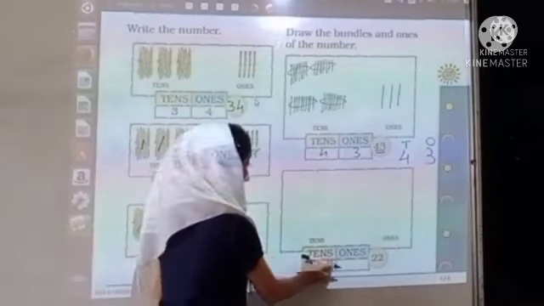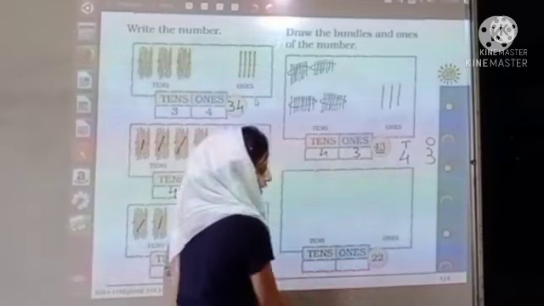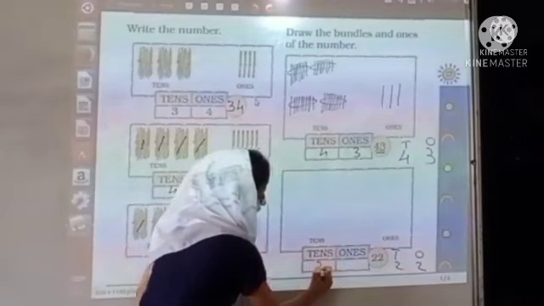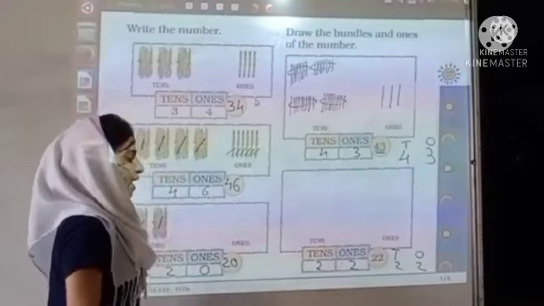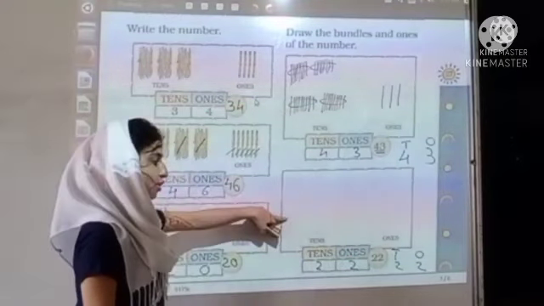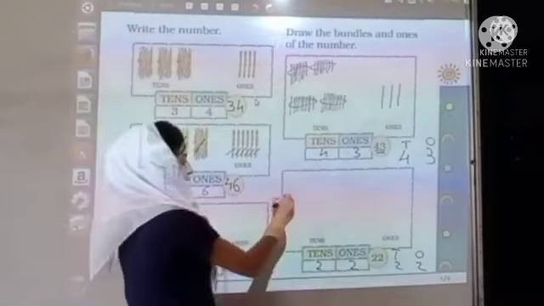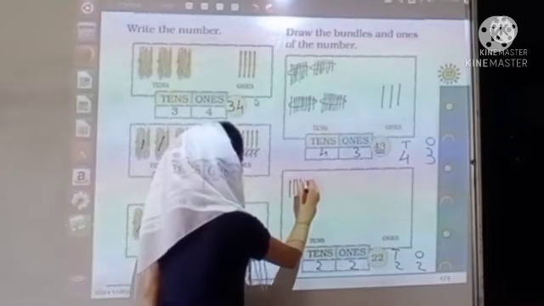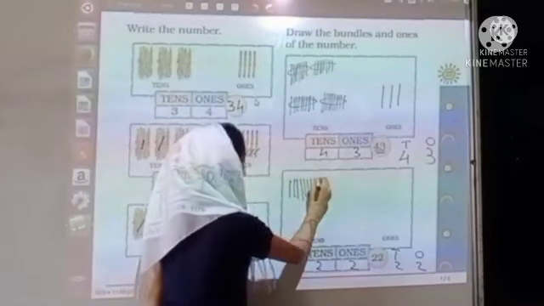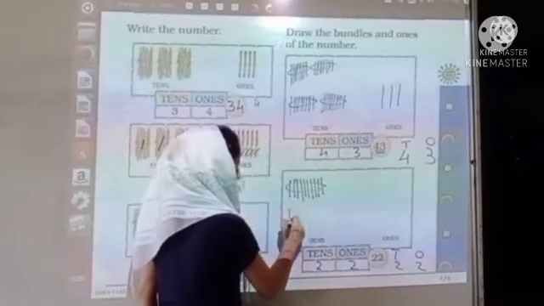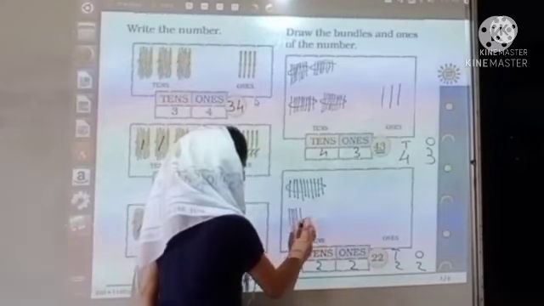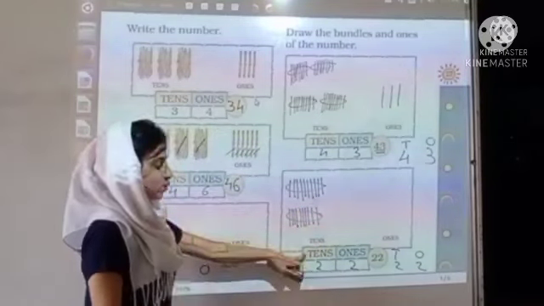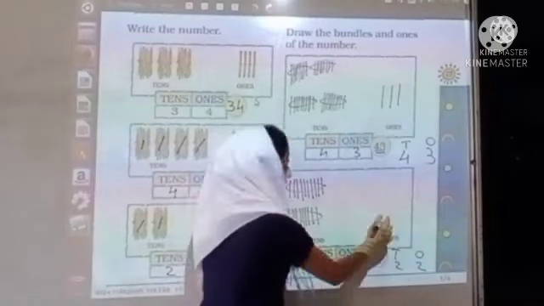Okay. After it here, tens and ones are not mentioned. Number given 22. So 2, 2, tens and ones. So tens is 2 and ones is 2. That means in the tens place how many bundles of 10 sticks do we have to draw, students? 2, that is 2 bundles of 10, 10 sticks. 1, 2, 3, 4, 5, 6, 7, 8, 9 and 10. One bundle, 1, 2, 3, 4, 5, 6, 7, 8, 9 and 10. So 2 bundles means 2 tens, and how many ones? 2. So the ones place is 1 and 2.